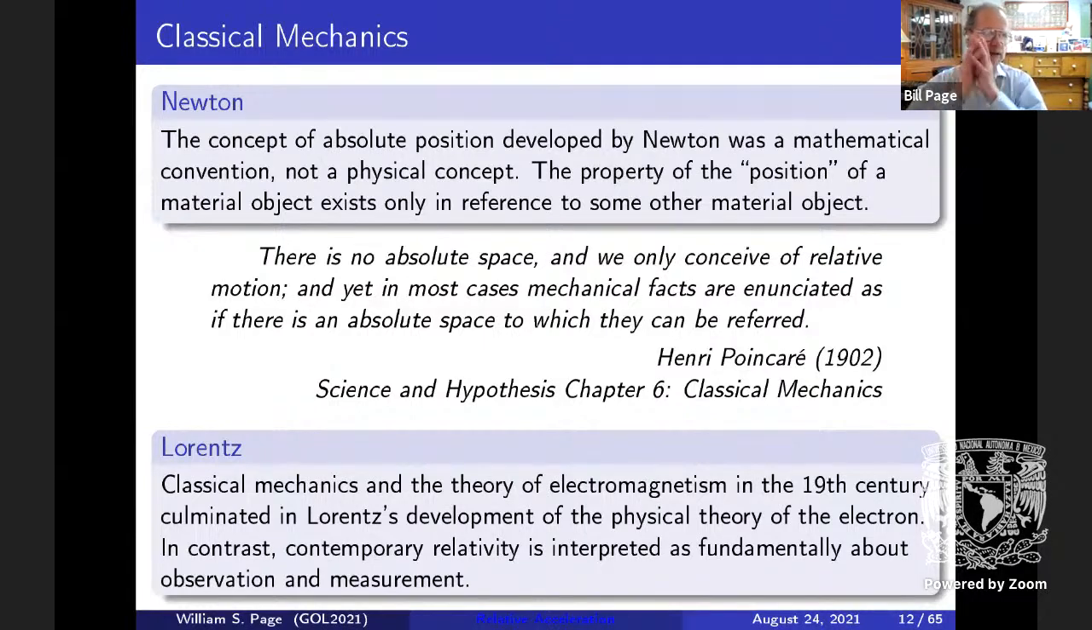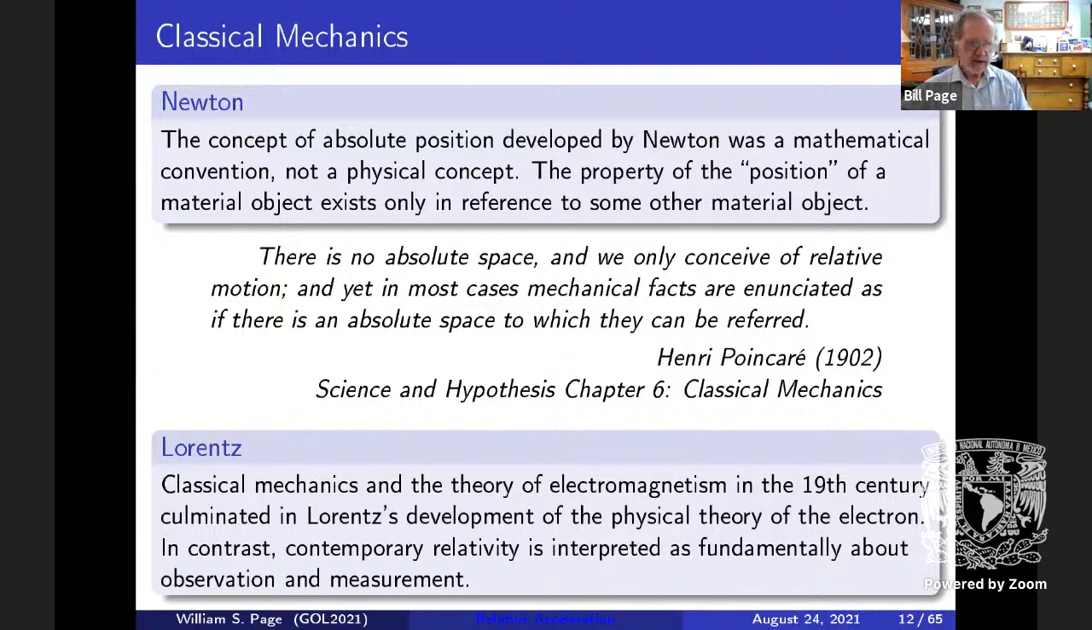But even Newton is referred to as having required the notion of absolute position. That is, things being able to be assigned a position independent of each other. But in fact, it was recognized by people such as Henri Poincaré that this was only a convention, that it wasn't a fundamental notion of classical mechanics.